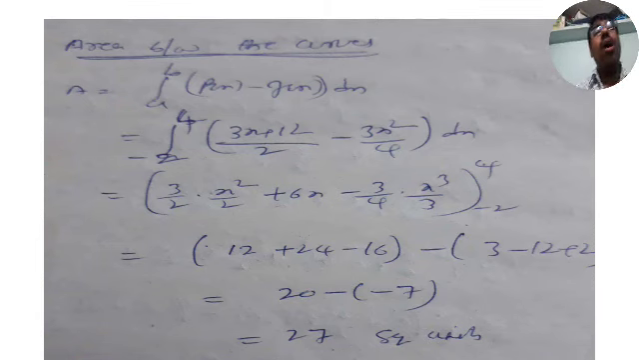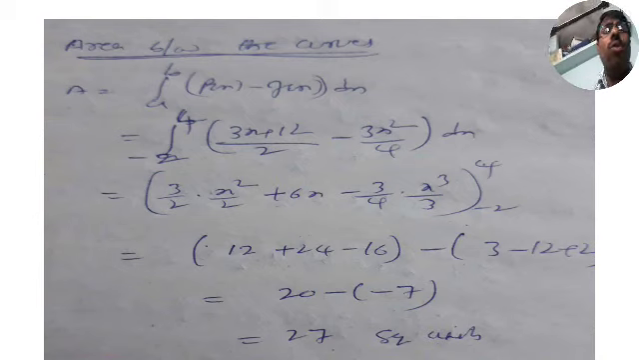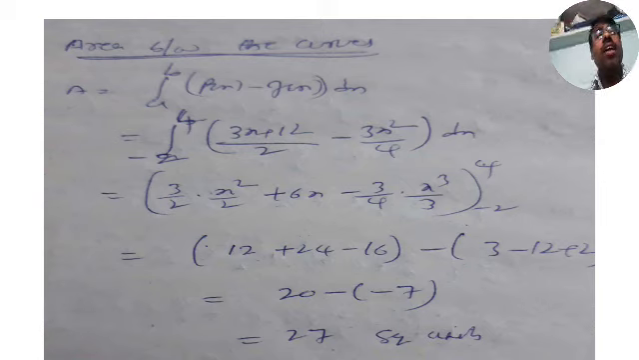Integration a to b, upper curve minus lower curve, that is integration -2 to 4, upper curve (3x + 12)/2 minus 3x²/4, the lower curve. Integrate it, take upper limit minus lower limit, and you get the answer 27 square units. Since we are finding area, we write it as square units. So this is the problem part.